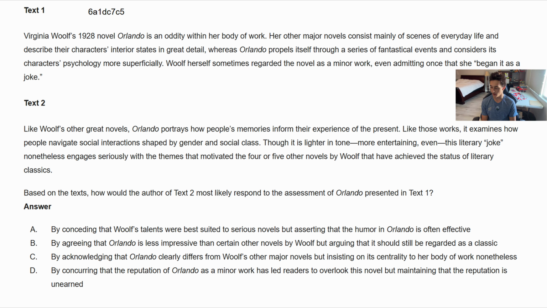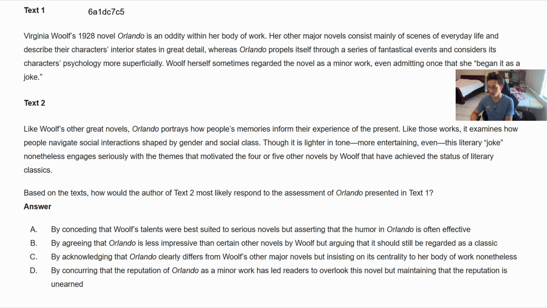Like Woolf's other great novels, Orlando portrays how people's memories inform their experience of the present. Like those works, it examines how people navigate social interactions shaped by gender and social class. Though it is lighter in tone, more entertaining even, this literary joke nonetheless engages seriously with the themes that motivated the 4 or 5 other novels by Woolf that have achieved the status of literary classics.